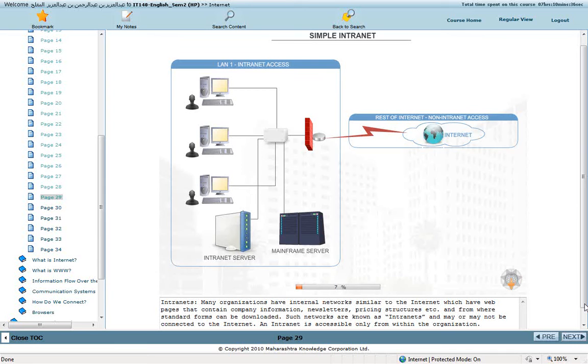Intranets. Many organizations have internal networks similar to the Internet, which have web pages that contain company information, newsletters, pricing structures, etc., and from where standard forms can be downloaded. Such networks are known as intranets and may or may not be connected to the Internet. An intranet is accessible only from within the organization.